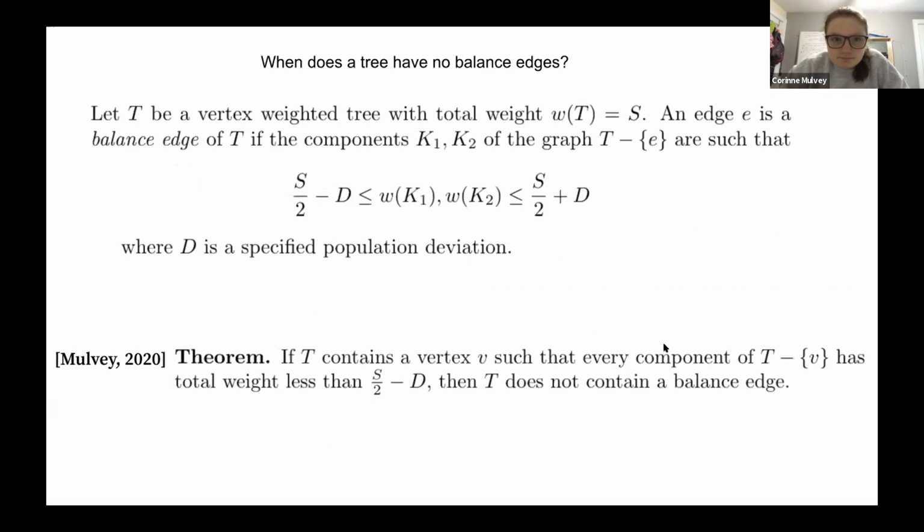So you can define a balance edge more precisely by saying, let T be a vertex weighted tree with total weight S, and an edge is a balance edge of the tree if the components, when you remove the edge, have weight within some specified range. So S/2 plus or minus some population deviation. A different way to look at it is: if a tree contains a vertex such that every component of the tree with the vertex removed has a total weight less than the minimum that you're willing to accept, then the tree doesn't have a balance edge. And this is another way of looking at balance edges that gets you there a little bit faster.